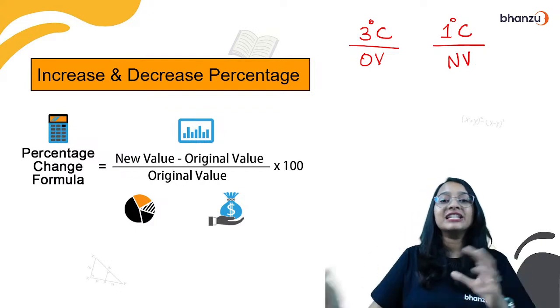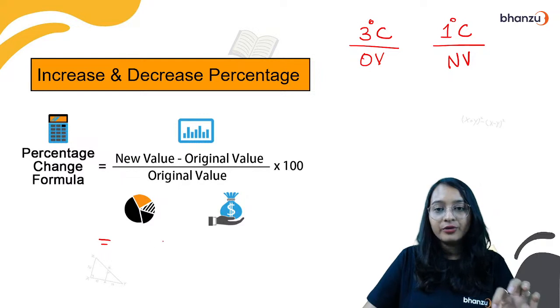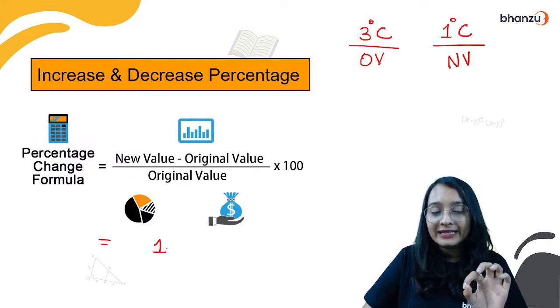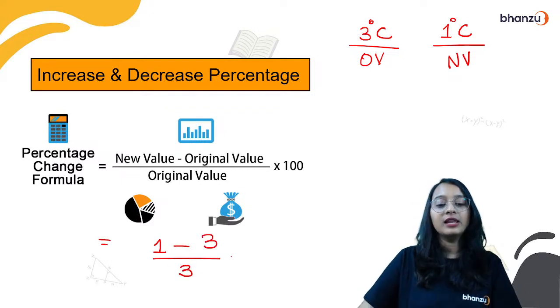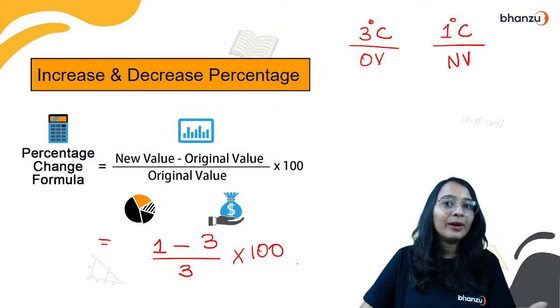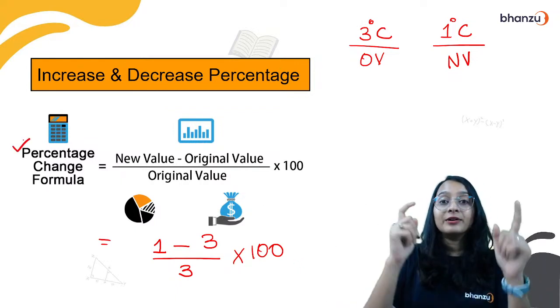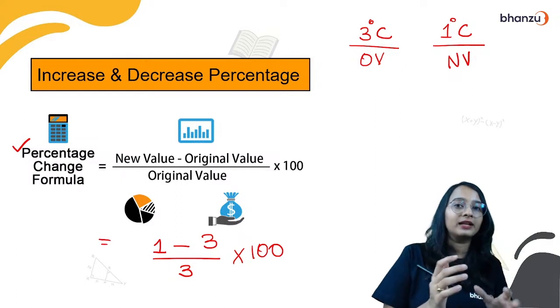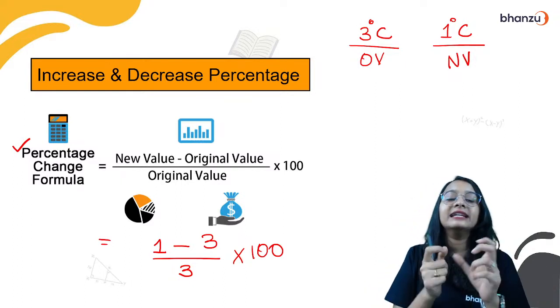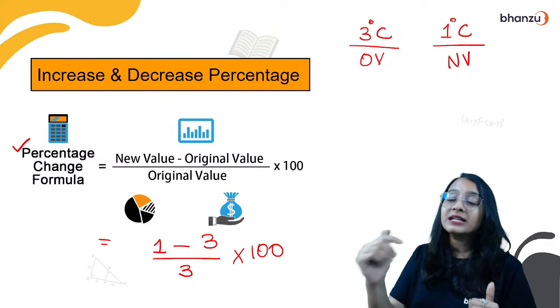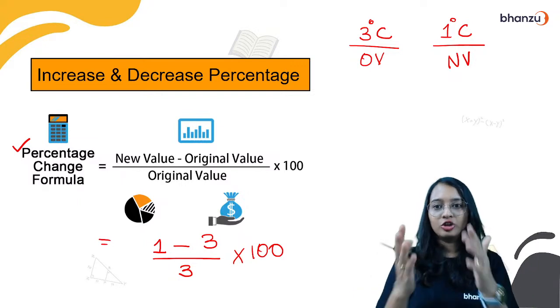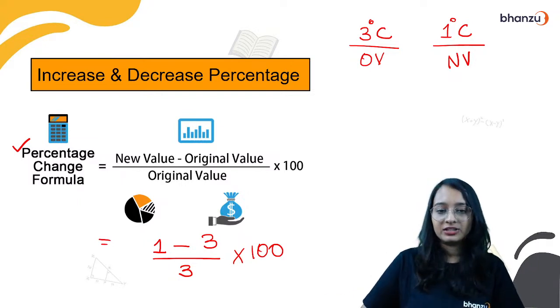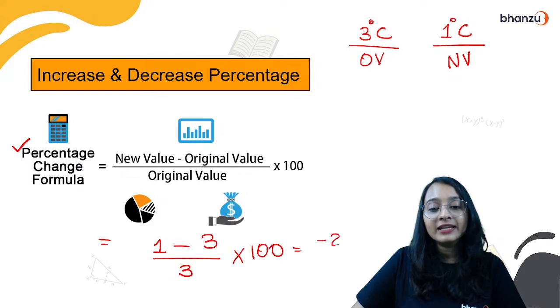So what is the percentage change formula? New value. What is the new value here? 1 degree minus original value divided by original multiplied by 100. Why are we multiplying by 100? Because we want it in percentage. We want to know how much did the temperature decrease in terms of percentage. We know it decreased by 2 degrees when you look at the numbers there, but we want that in percentage, right? So here you will be having minus 2 by 3 into 100.